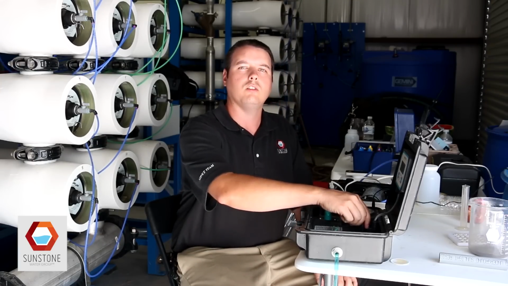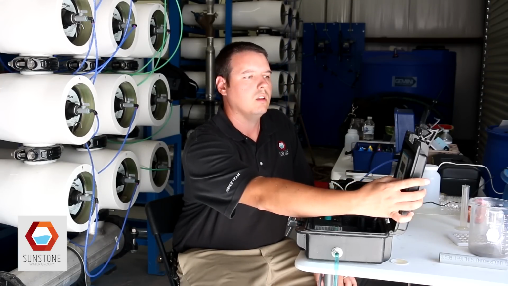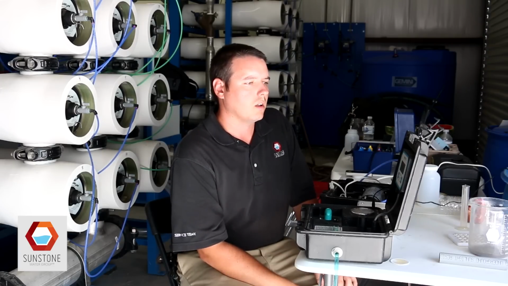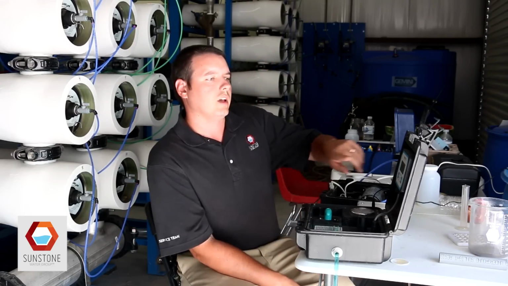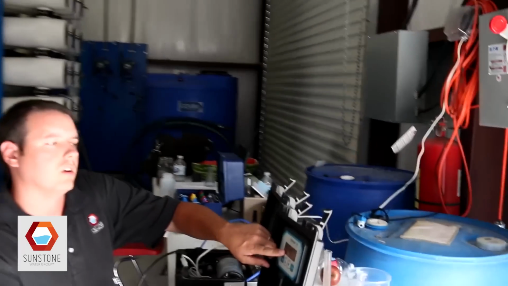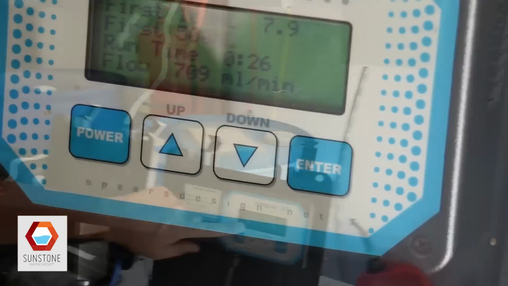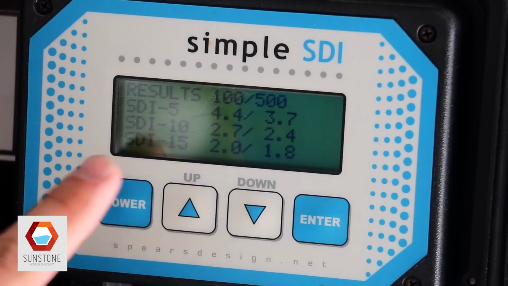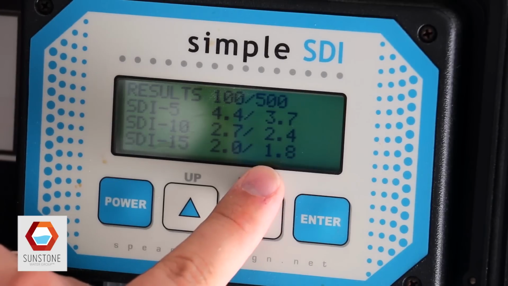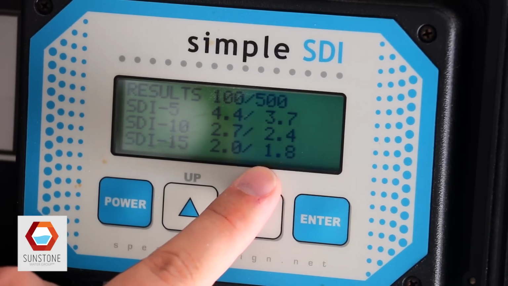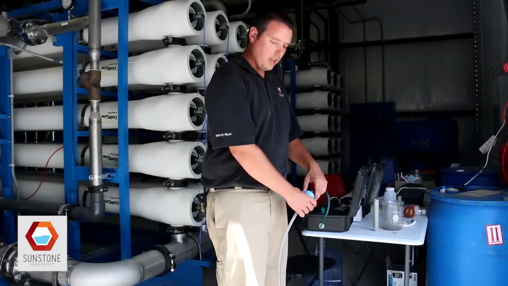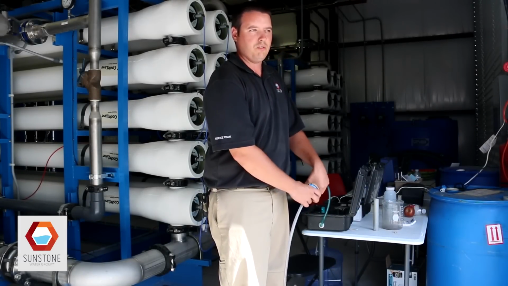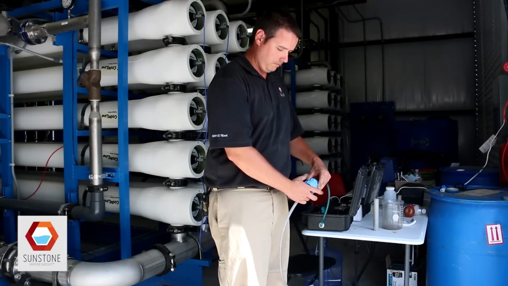Okay, we have our pressure set to 30 psi. Our initial flow rate for this test is just over 700 milliliters per minute. Our SDI test is complete on our pre-treated water. After 15 minutes, you can see our SDI is 1.8. That's very good compared to what the raw, untreated well water was. Now we'll take a look at the filter from the pre-treated water's SDI test.